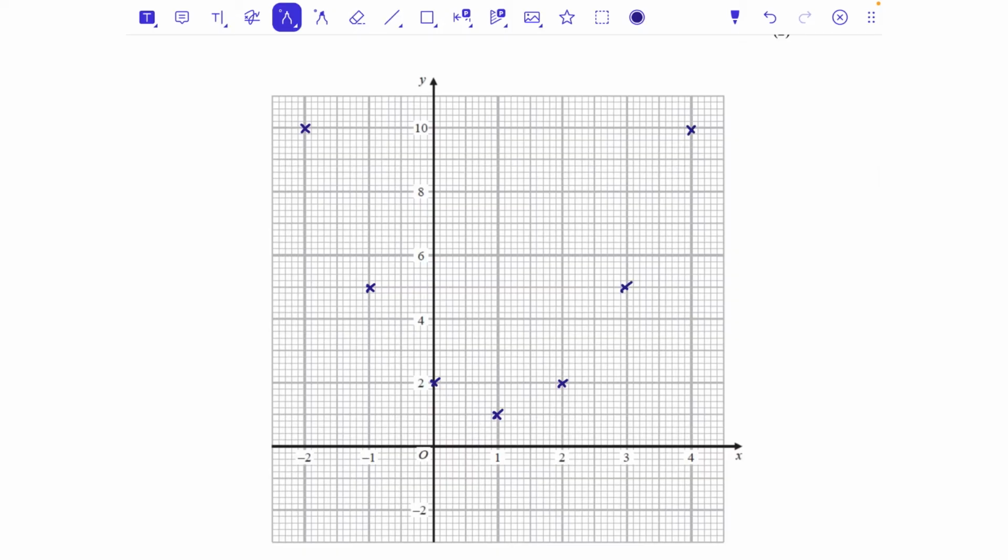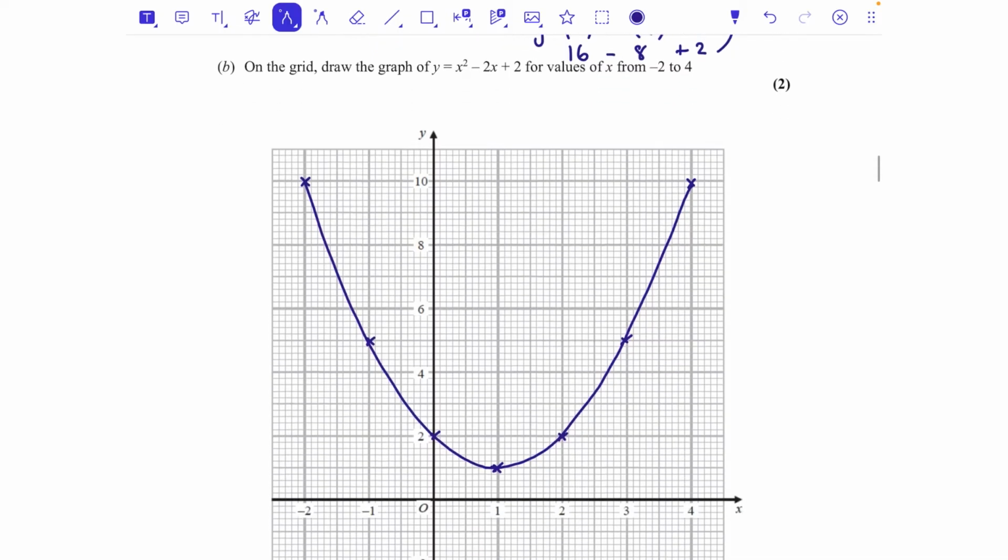And now you're going to join that up with a nice smooth curve going through all of the points and making sure that it's not pointy at the bottom there. It should be a nice smooth curve. So touching that. Oh, yeah, I'm going to redo that like this. And coming back up like that. There we go. And that is a quadratic graph. And we've had to draw it between minus 2 and 4.